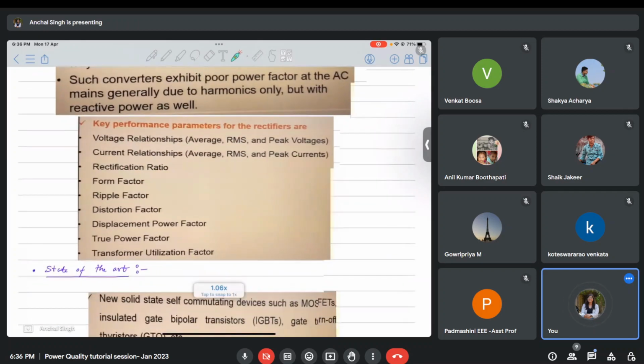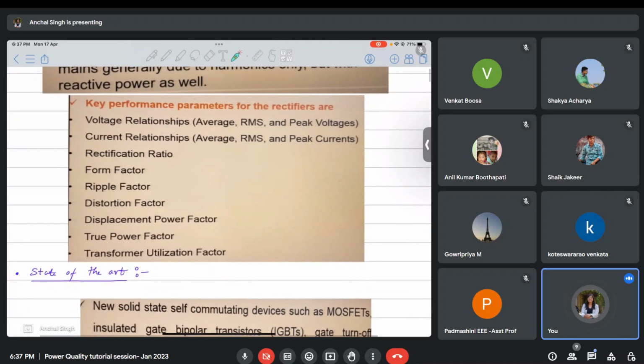So the key performance parameters for these rectifiers are, whenever we talk about a rectifier, we derive voltage relationships for them. Voltage relationships means input output voltage relationships. We find the average, RMS and peak voltages. Then we find average, RMS and peak currents, and we try to find the current relationship between the input and output currents. Then we try to find the rectification ratio, form factor, ripple factor, distortion factor, displacement power factor, true power factor, transformer utilization factor.